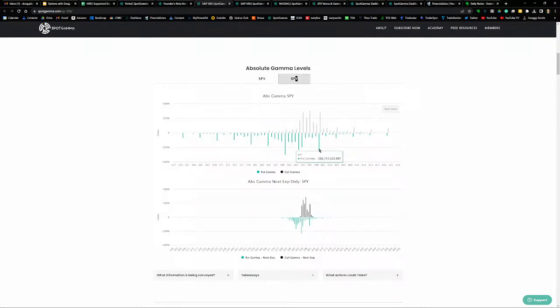So now SPY, the 400 is the key gamma strike. 390 is the put wall, and that's pretty obvious, the strike with the largest net negative gamma. And then the call wall at 397. All right, let's take a look at a couple of other charts here.